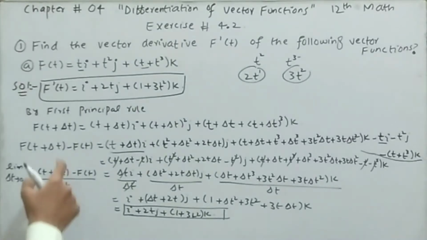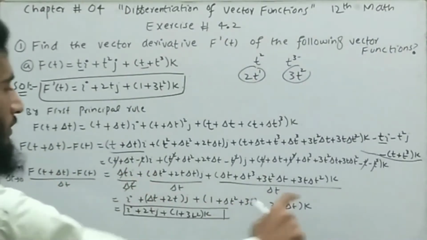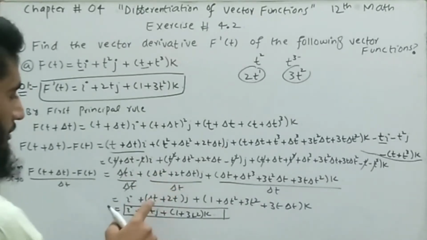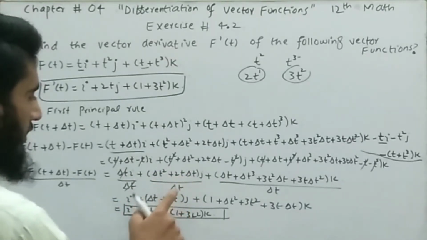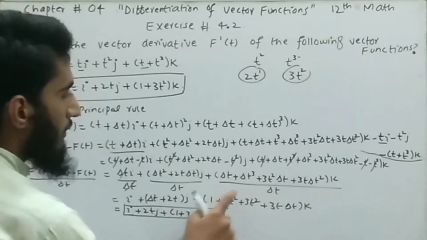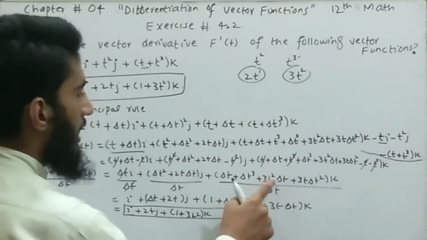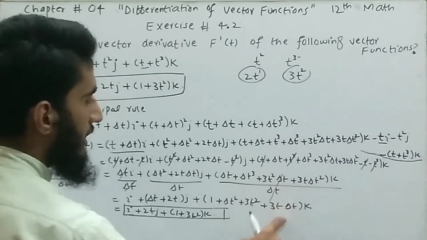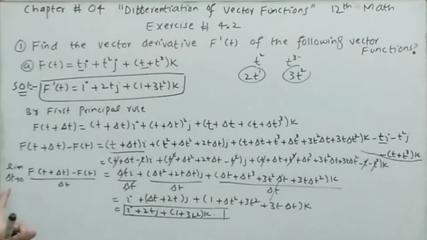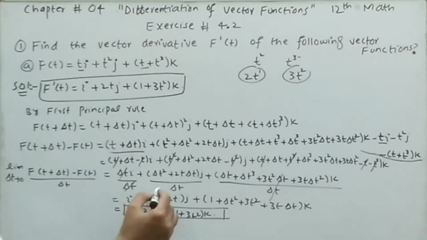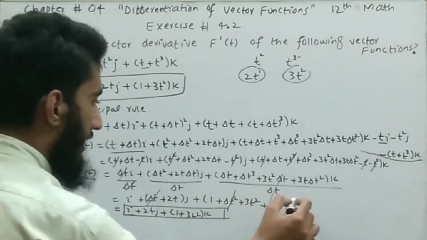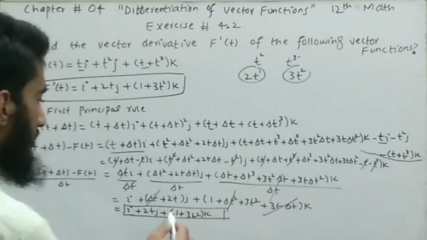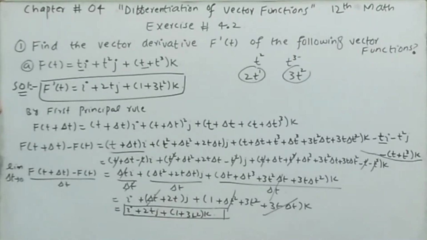Now according to the formula we will divide by del t, so divide each and every term by del t. Del t cancels out with del t, we are left with i. Del t square divided by del t gives us del t, and 2t del t divided by del t gives us 2t. Del t cube by del t gives us del t square, and 3t square del t by del t gives us 3t square. Del t square by del t gives us del t, so 3t del t. Now in the formula we have the limit as del t approaches 0, so putting del t as 0, those terms give us 0, and we are left with i plus 2t j plus 3t square k. So this is actually the derivative using the definition method.